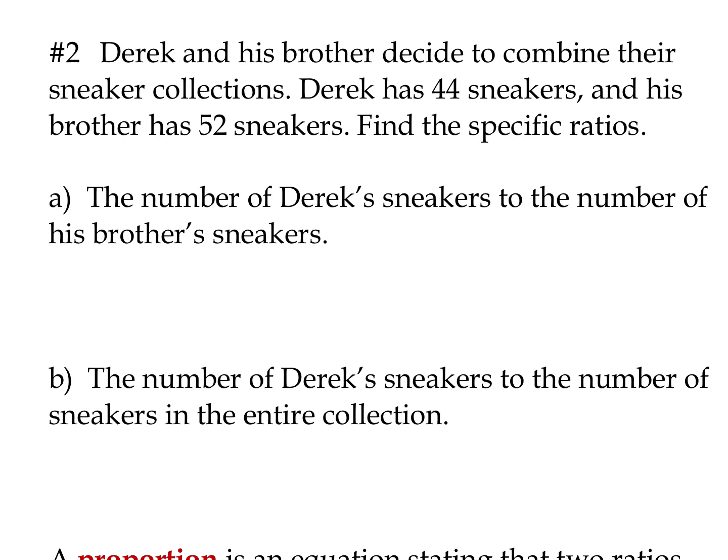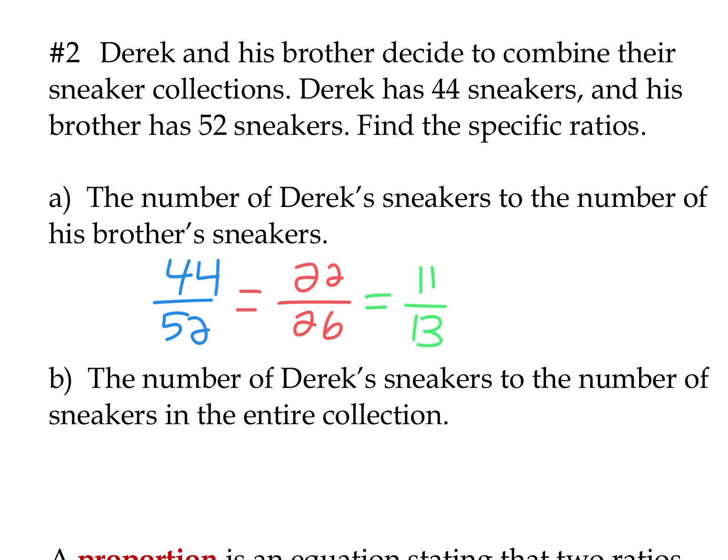First, the number of Derek's sneakers to his brother's. Derek has 44 sneakers to his brother's 52. If we simplify this, and you might not find the biggest common factor at first, that's okay. Let's say you said, oh, I can divide these both by 2 because I know they're both even numbers. And you get 22 to 26. We could simplify that further. We could divide these both by 2 again and get 11 to 13. Or you could have used the common factor of 4 and divided these both by 4 and get 11 to 13. That's okay. Just make sure you simplify all the way. So 11 to 13, that'd be the ratio of Derek's sneakers to his brother's.